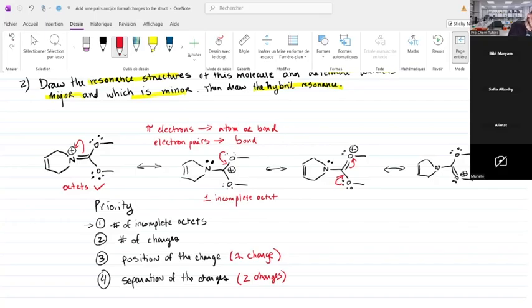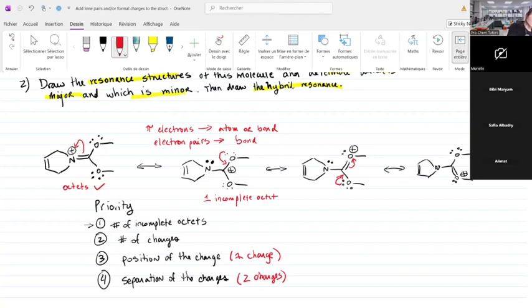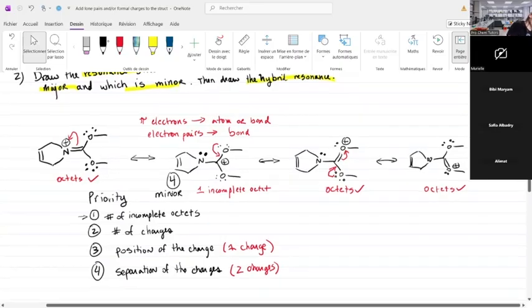On this structure here, the third one, we have a full octet again. You can count for yourself. And same thing for this last structure here. So this tells us that this compound here, the second one, is the minor. The least stable, yes. All right, so that's priority number 1. So it's the first thing that you should be looking at. Then 2 is the number of charges.